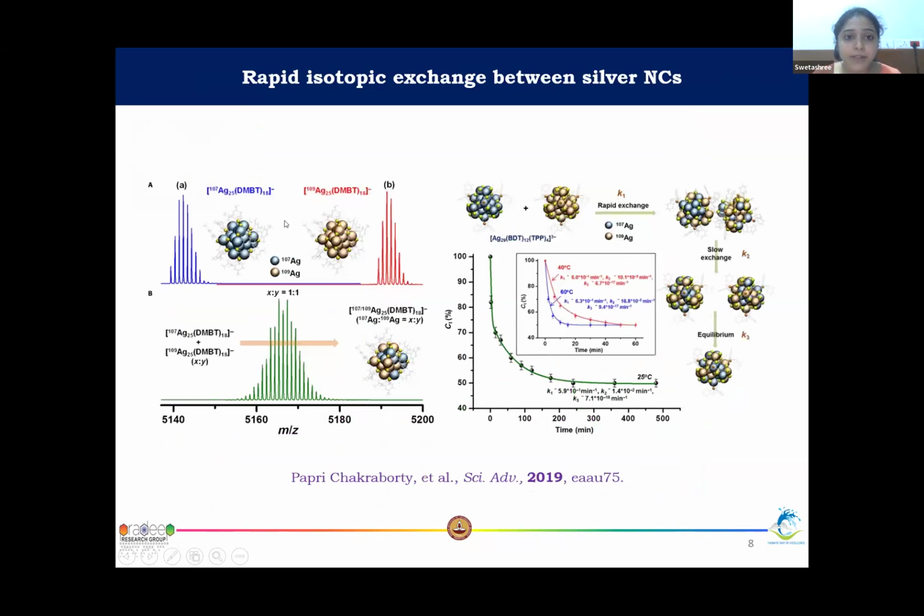Then we have also done an intercluster reaction between two isotopically pure Ag25 clusters, synthesized with 107 silver and 109 silver, which shows immediate exchange of isotopes between the two nanoclusters, giving the naturally abundant silver cluster within minutes of the isotopically pure clusters being mixed. But when a similar reaction is performed with a bidentate-protected Ag29 nanocluster, it takes a longer time to reach equilibrium, up to 3 to 4 hours from the start of the reaction.